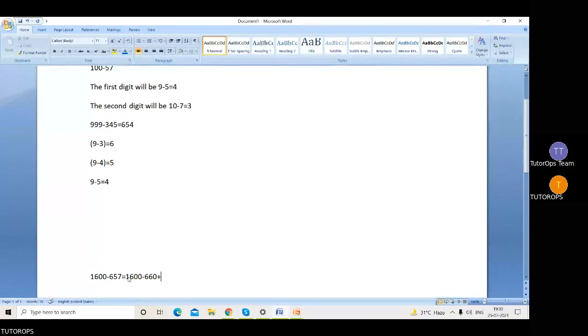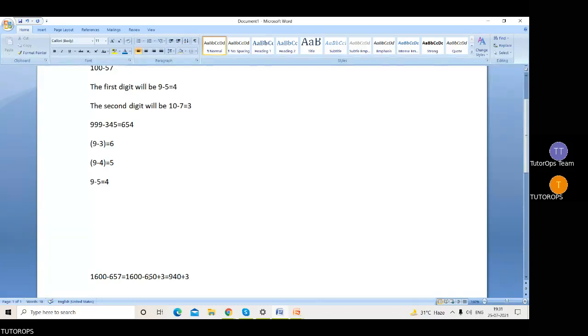So if we take 660 from 1600, then how much do we need to add later? We just need to add 3. So what will be the result? 1600 minus 660, so the result will be 940 plus 3. Yes, 940 plus 3. How can we do 1600 minus 660?